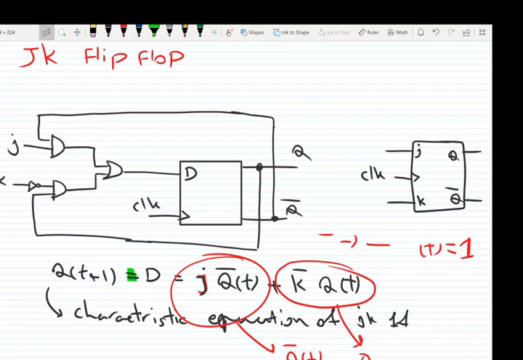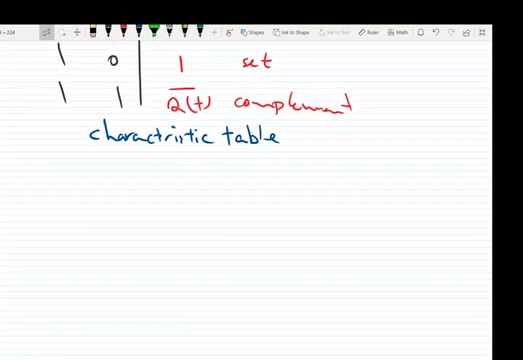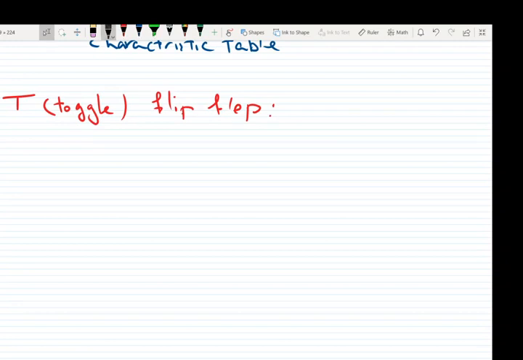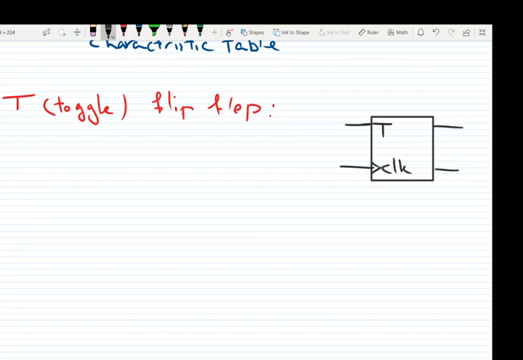Now that we know D flip-flop and JK flip-flop, it's time to learn about the next type of flip-flop, which is called T flip-flop, or toggle flip-flop. So how do we build a toggle flip-flop? We can create a T flip-flop using a JK flip-flop or D flip-flop. The symbol for T flip-flop has input T, input clock, and outputs Q and Q bar. So this one is a T flip-flop.